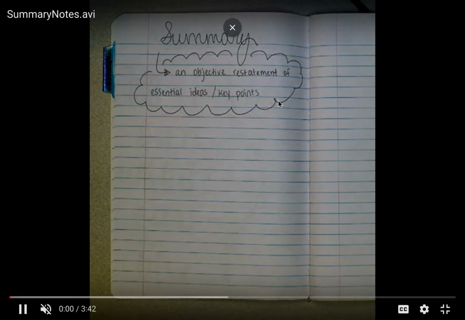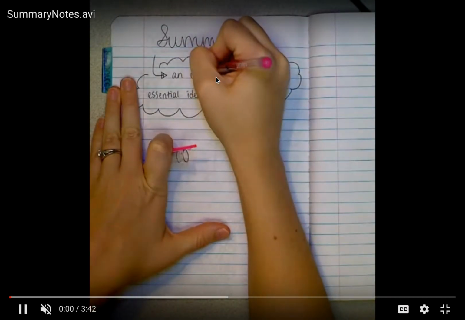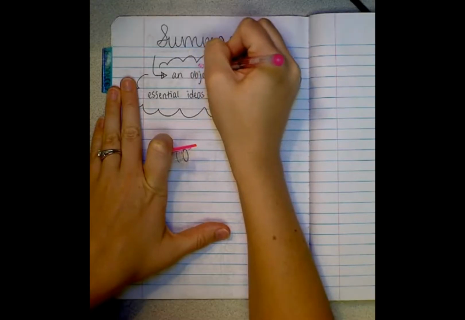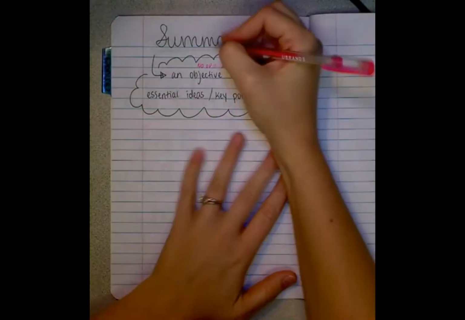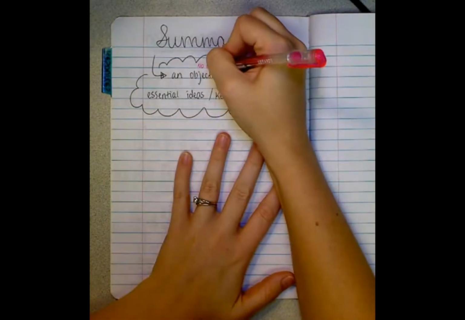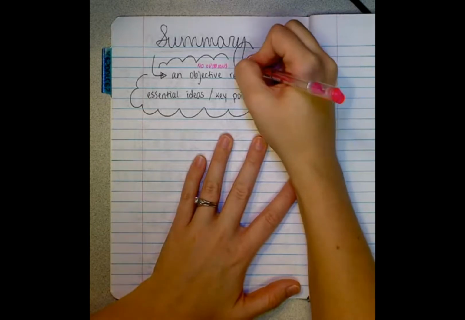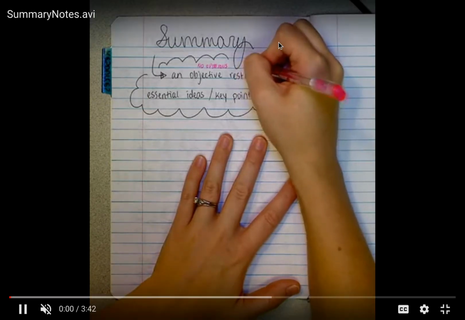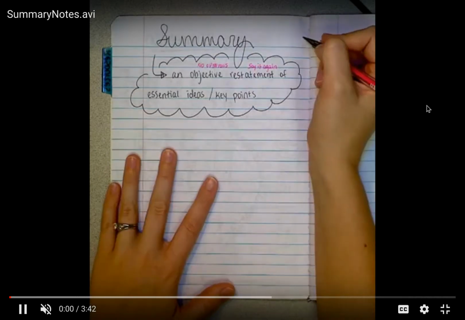an objective restatement. So what does objective mean? Objective means that there are no opinions. So you're not saying that you liked it or you enjoyed it or you thought it was funny. Okay, we don't want that. No opinions. We just want what the author said. Restatement just means that you are saying it again in a shorter way.